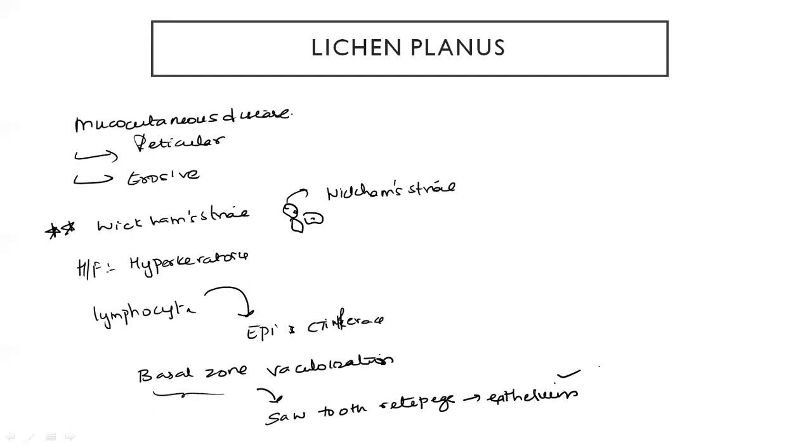So that is what you have to remember in lichen planus: Wickham's striae is the important feature, where red and whitish striations can be seen. Reticular type is the most common type. Erosive is the next most common type. Features you can see are hyperkeratosis, and lymphocyte infiltration at the epithelial connective tissue interface. Then you see basal zone vacuolization, and sawtooth rete pegs can be seen in the epithelium, which is secondary to the destruction of the basal keratinocytes, because they are being destroyed by T lymphocytes.